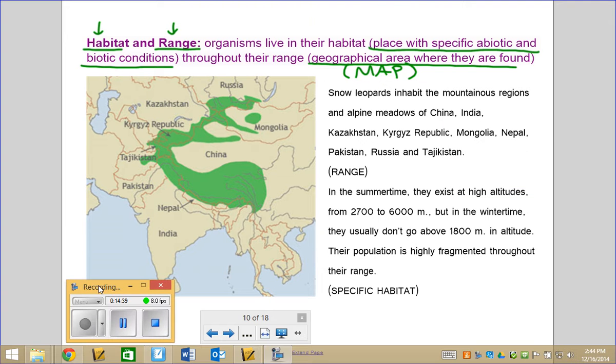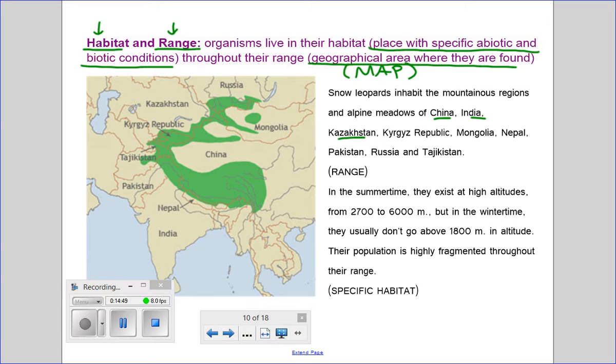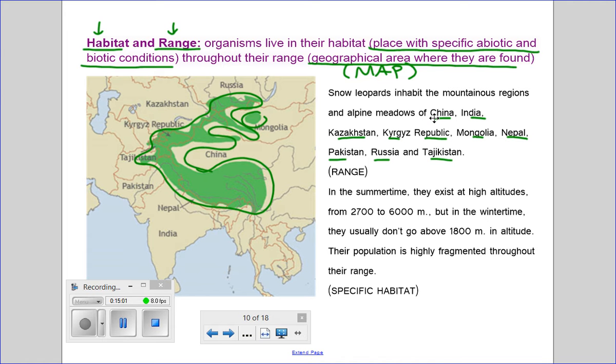For a snow leopard, if I wanted to talk about where they live geographically, I would talk about on a map with the names of geographic places where it lives. So you'll see this spot that's outlined in green. All of that is the range of the snow leopard. Because I'm not telling you anything realistically about the conditions that they're living in. I'm just telling you where they're living.